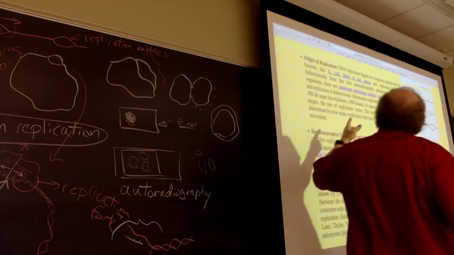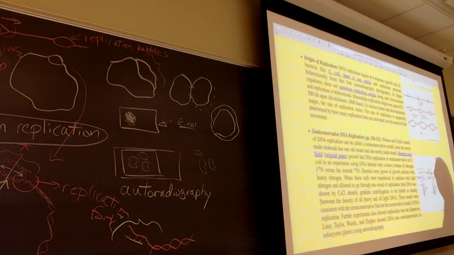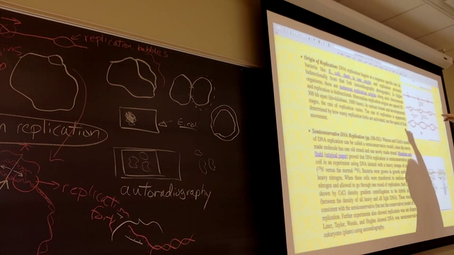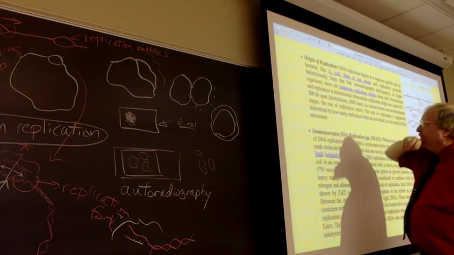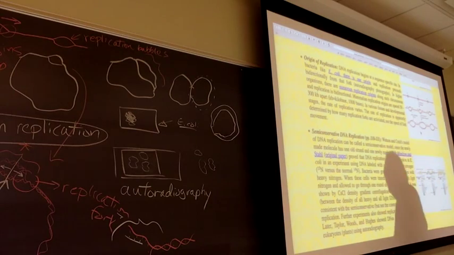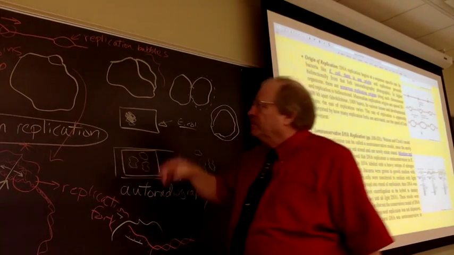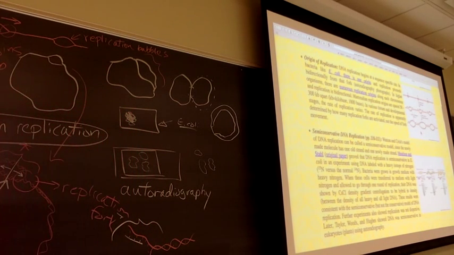It's been estimated that in mammals, the replication origins vary quite a bit, but what does it say here? Mammalian origins are spaced 50 to 300 kilobases apart. That's 50,000 to 300,000 bases apart. So the distance between here and here is somewhere between about 50,000 and 300,000.